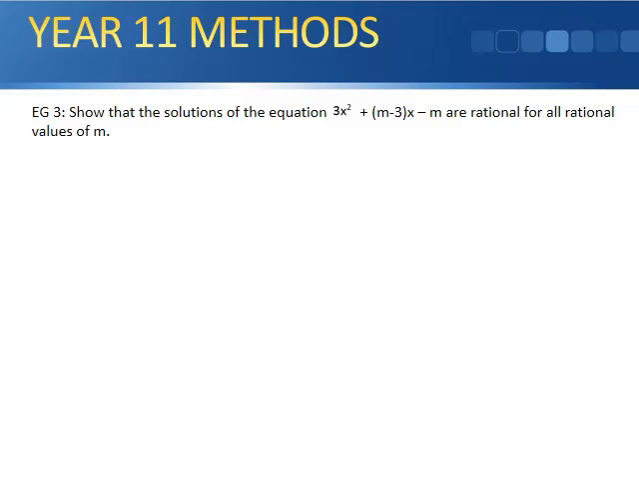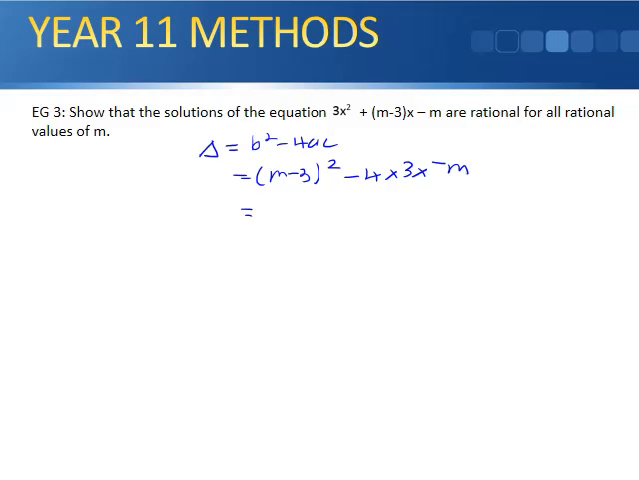Example 3 says show that the solutions of this equation, 3x squared plus (m minus 3)x minus m, are rational for all rational values of m. Okay, so let's work out the discriminant, because the discriminant will give it away for us. So the discriminant here, we've got b squared minus 4ac. b is m minus 3, so we've got (m minus 3) squared minus 4 times a times c.